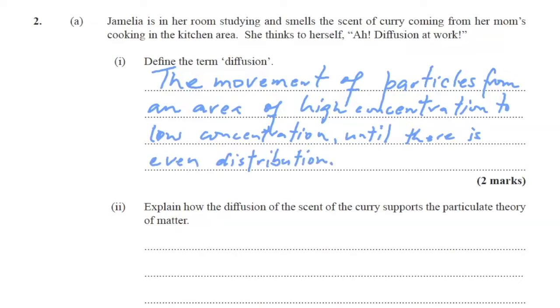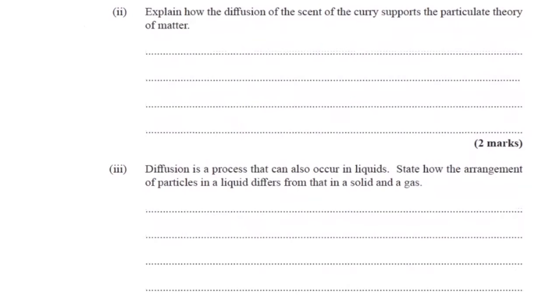Or we could say movement of particles from where there are many to where there are few until there is even distribution. We'll stick to what we just wrote. Explain how the diffusion of the scent of the curry supports the particulate theory of matter. So in our answer, we have to state what the particulate theory of matter is. If we're smelling curry, some of the chemicals in the curry are in the gaseous state and would have diffused from one part of the house or the kitchen to Jamila's room.